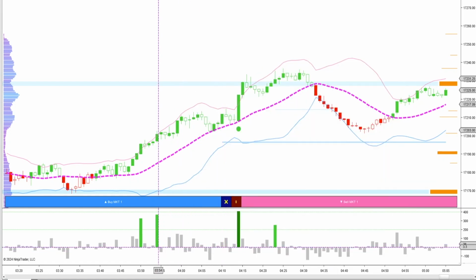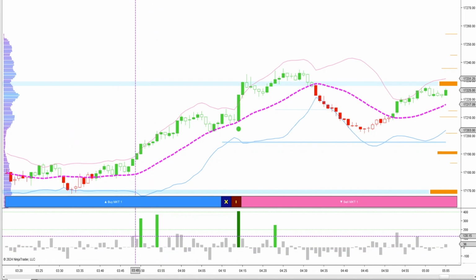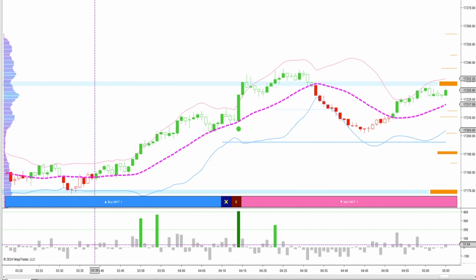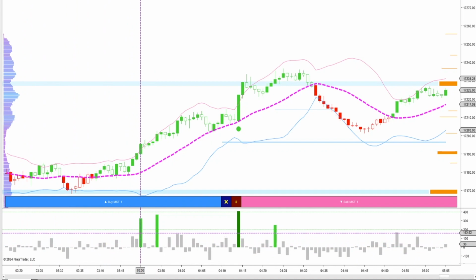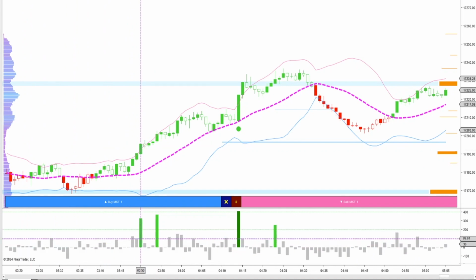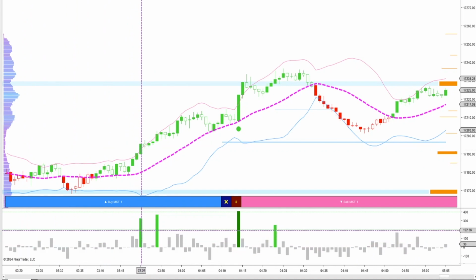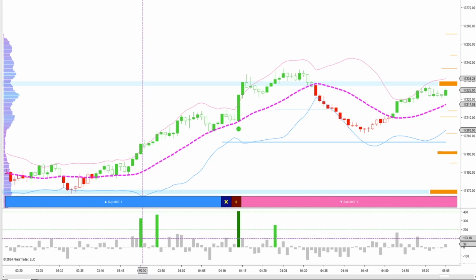So this is Friday's price action at the London Open. You see nothing's going on until about 50 minutes in. We start getting some decent sized delta coming in. Very clear to see right here.